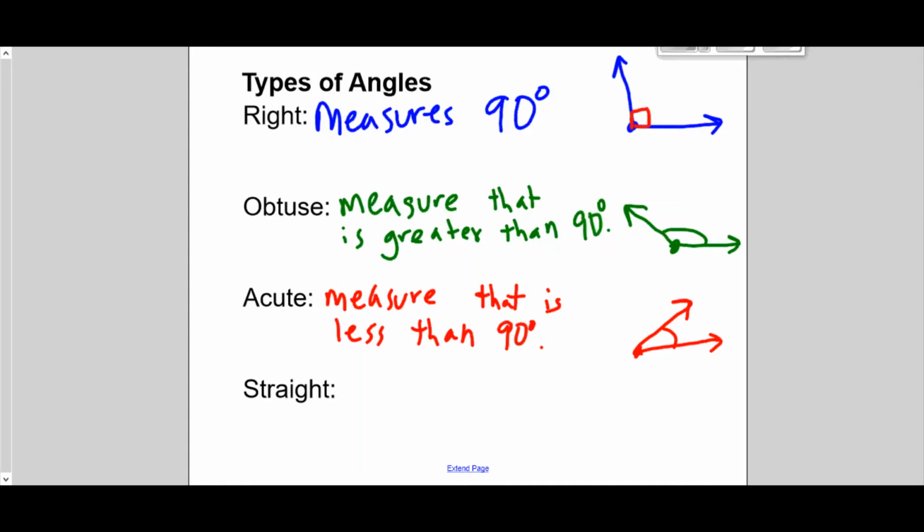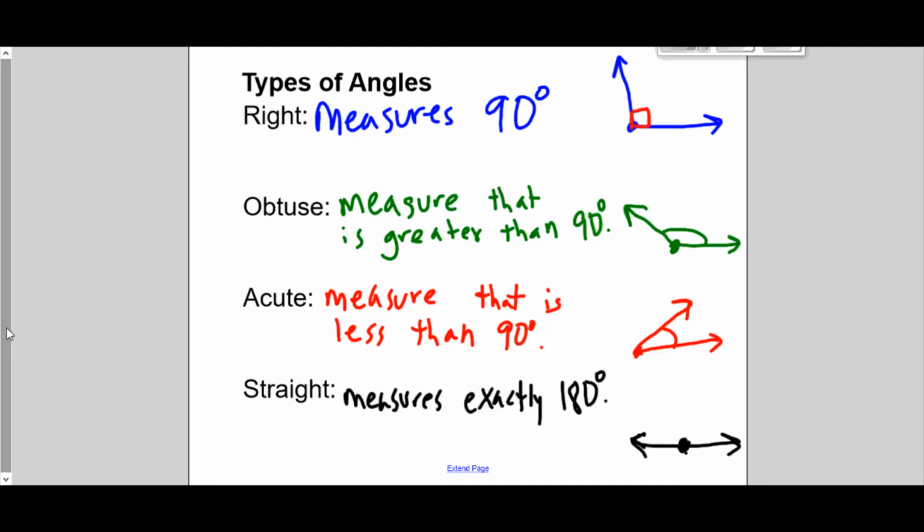And the last one is the straight angle, or what we call a line. So a straight angle measures exactly 180 degrees. So it looks like this. So it would just be a straight line. And you could put your vertex right there. So those are the 4 types of angles that we have. The right angle, which measures 90, the obtuse, which is greater than 90, the acute, which is less than 90, and a straight line, which measures 180 degrees.